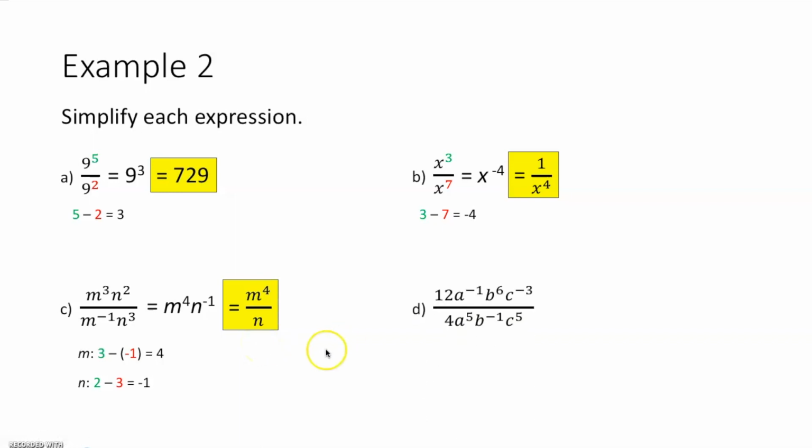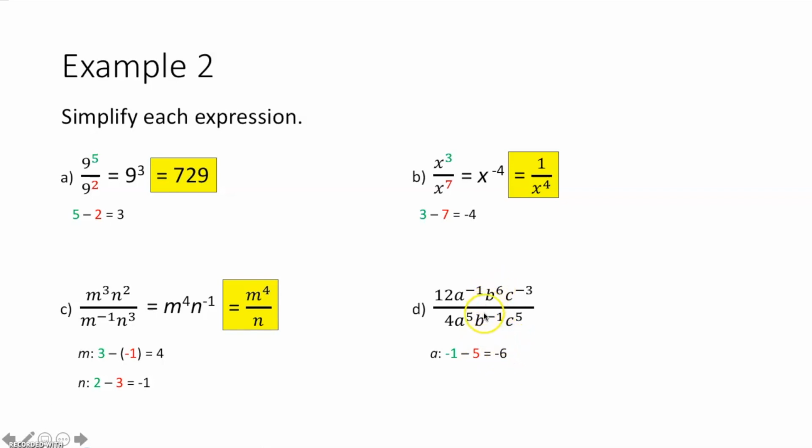Part D. Doing the same thing that we did over here in part C, we're going to take each of these separately. We're going to divide 12 and 4 first. So what's 12 divided by 4? That's going to be 3. So we're going to have 3 in our answer. Next, a to the negative 1st over a to the 5th. When you divide like bases, you subtract the exponents. What's negative 1 minus 5? That's going to be negative 6. So we have a to the negative 6.